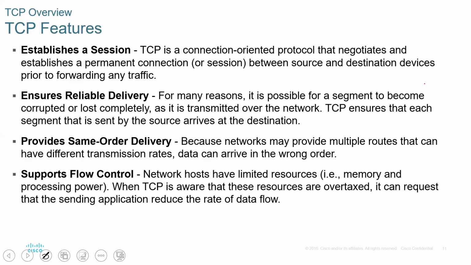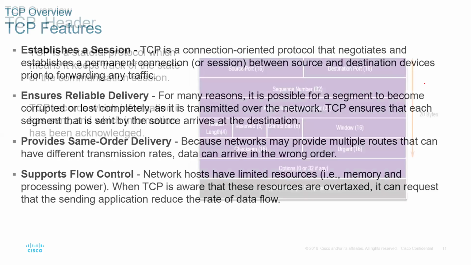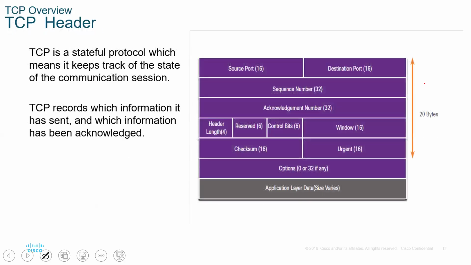TCP also helps to support flow control. Network hosts have limited resources like memory, processing power, and things like that. So when TCP is aware that these resources are overtaxed, it can request that the sending application reduce the rate at which the data is being sent for delivery.